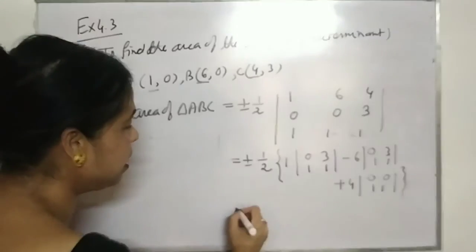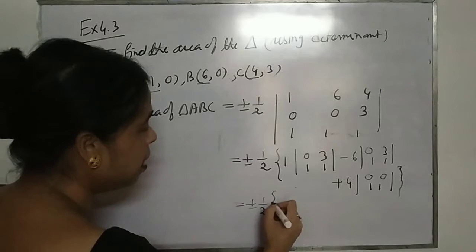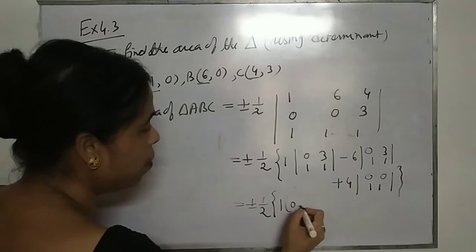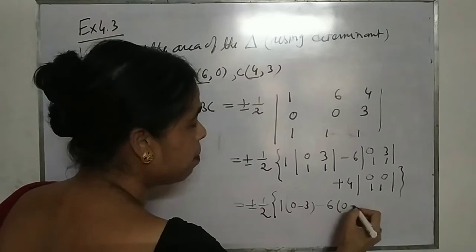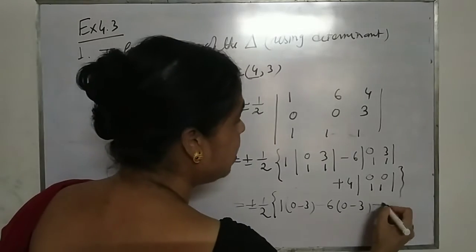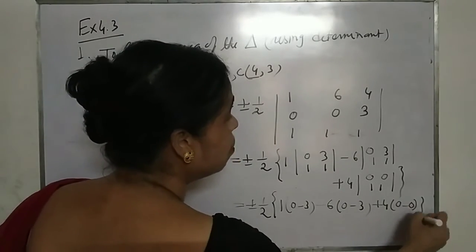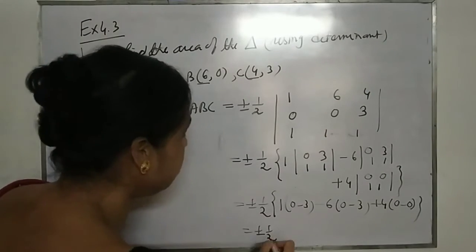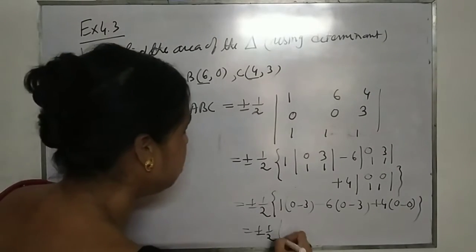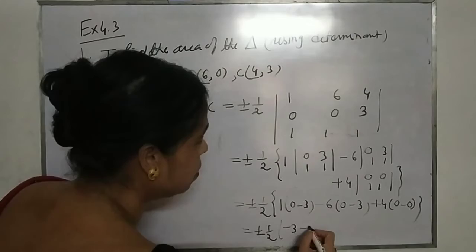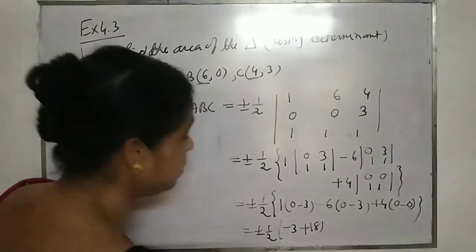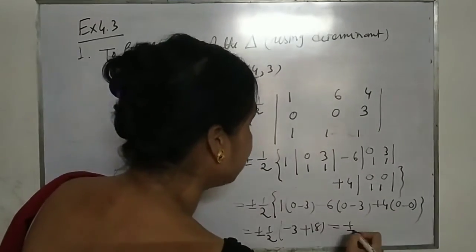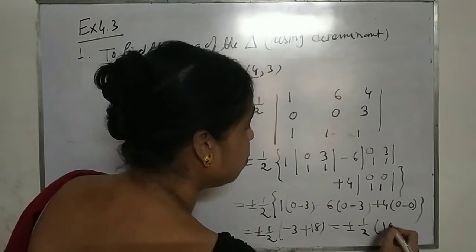Let us see what value we got. Plus minus half. This is 1 times (0 minus 0), minus 6 times (0 minus 3), and here we have 4 times (0 minus 0). Most of the time there are zeros, so the answer will be easy for us. We get a simple answer. This is minus 3, which is equal to plus 18, and the other term is zero. So what we have got: plus minus half, it is positive 15.